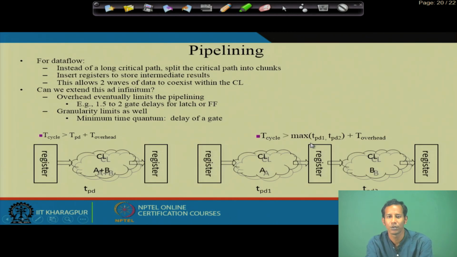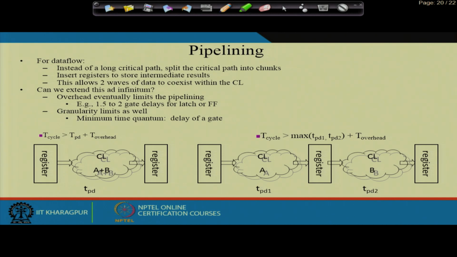Then how can we do it? One technique is pipelining. What is pipelining? For this data flow part, instead of continuing one long critical path, we can split the critical path into several chunks. If we divide the combinational part into several chunks, that means we are subdividing the main operation into several subtasks, and then we can put registers to store the intermediate results, which allows two waves of data to coexist within the combinational logic.